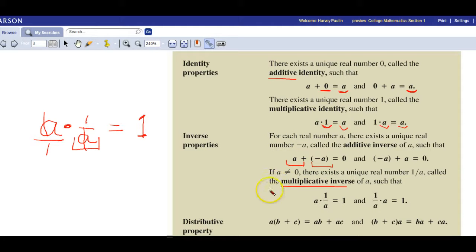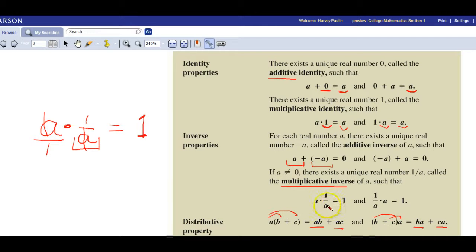Now another very famous property is the distributive property, where we have, let's say, in parentheses, B plus C, and we are asked to distribute this A. So we get rid of the parentheses. A times B gives us AB. A times C gives us AC. Now we can also do it this way as well, and it becomes the same thing. B times A, AB, C times A, CA.